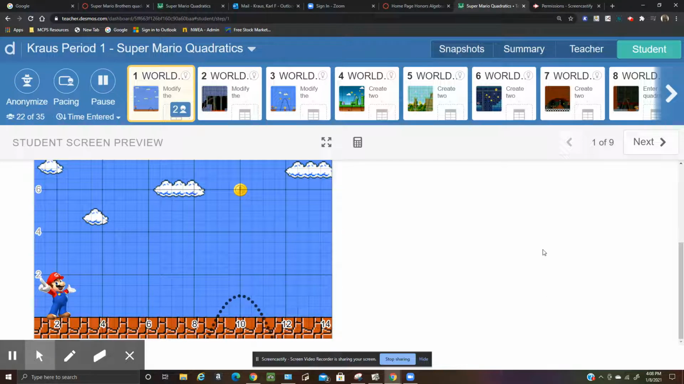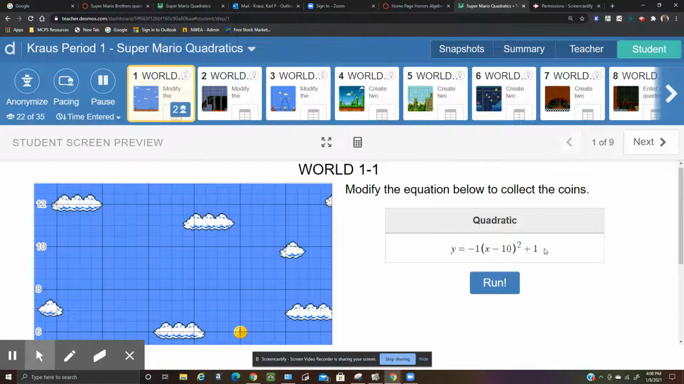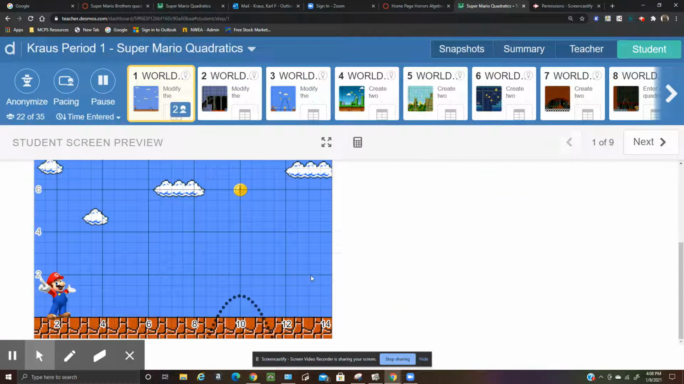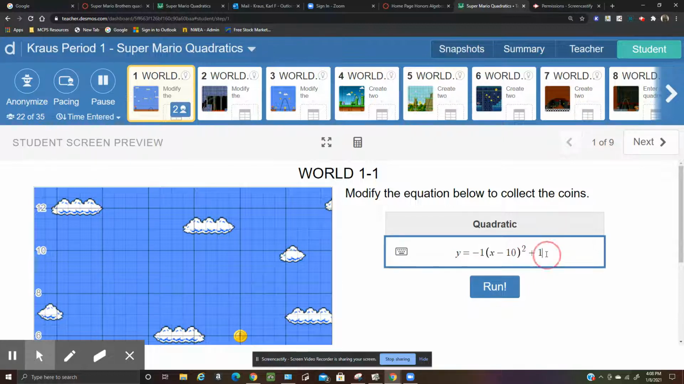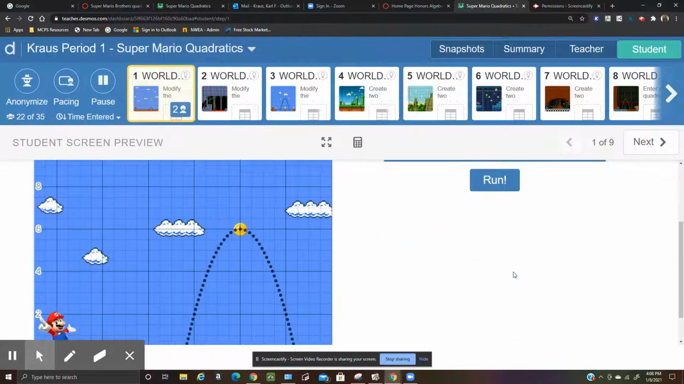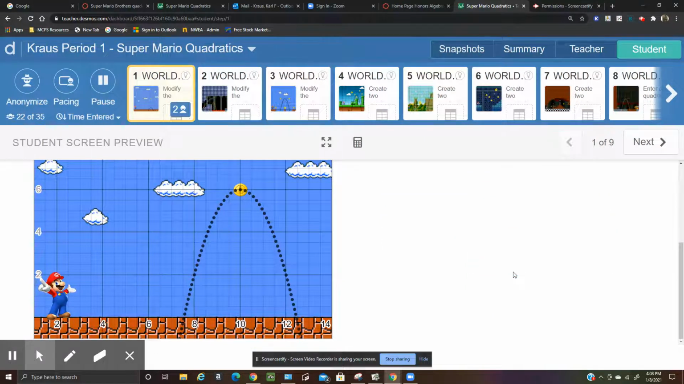All right, this is a video of the Super Mario Quadratic. So here on this first slide, I'm going to look at this vertex here. It's at 10, 6. So the H value is fine. I'm just going to change the K value, and now hit the run button.